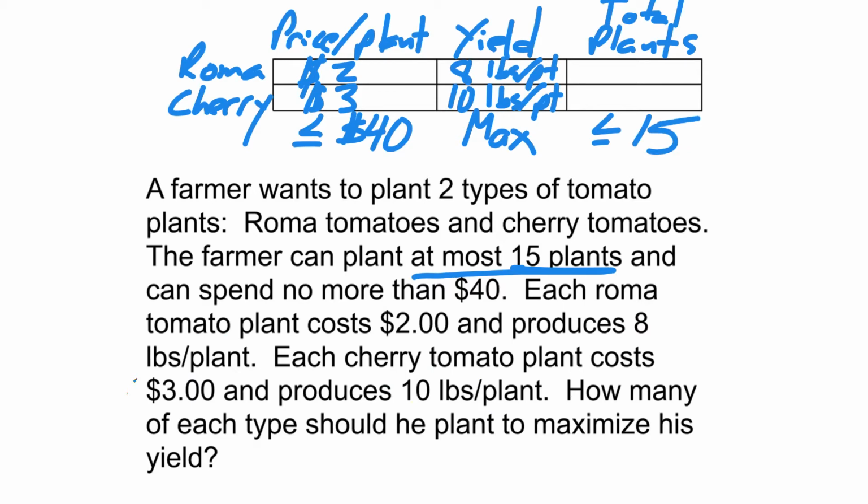So oftentimes I'll just write it like that, where I just say it's total plants and I don't write anything in the box. But you can write in the box if you do want to put those numbers in. Each Roma is 1 plant and each cherry is 1 plant.